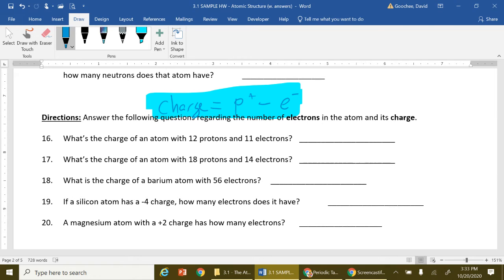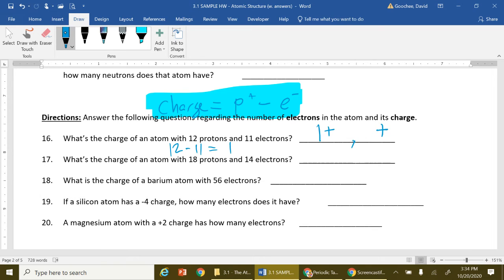So let's take a look at number 16. What is the charge of an atom with 12 protons and 11 electrons? Well, you could do 12 minus 11 to get the charge, and the charge is 1. So you could say the charge is positive 1, or in this case, you could just say it's a positive charge.